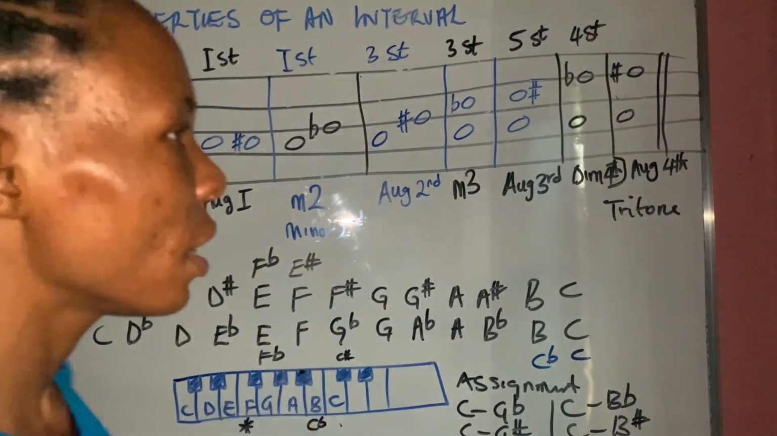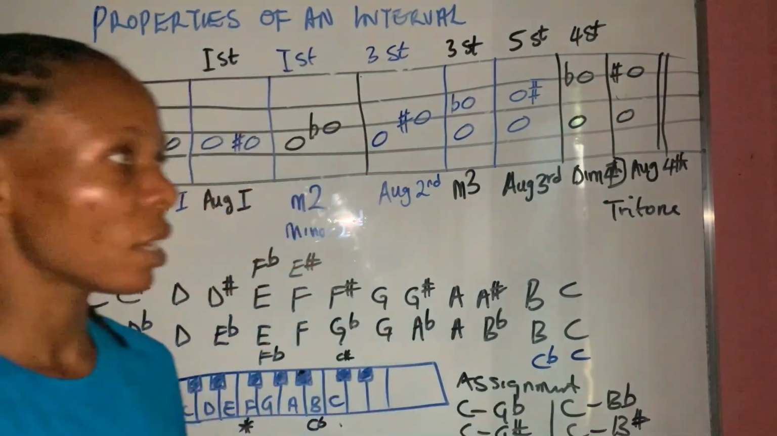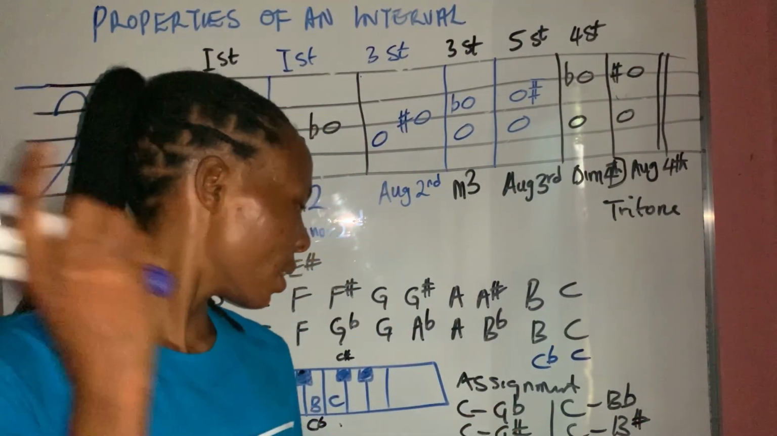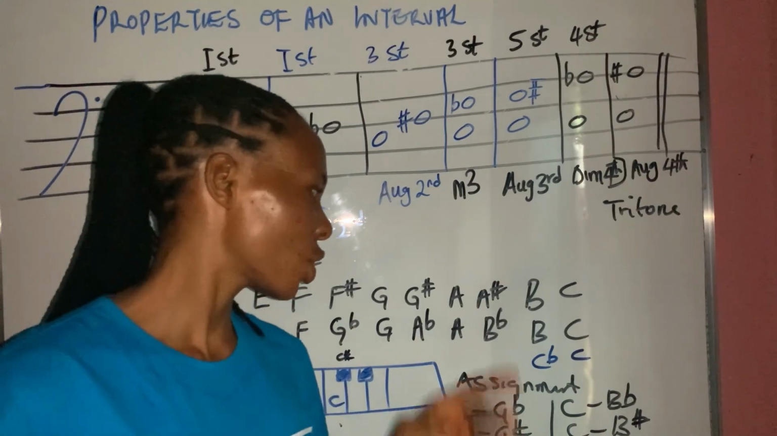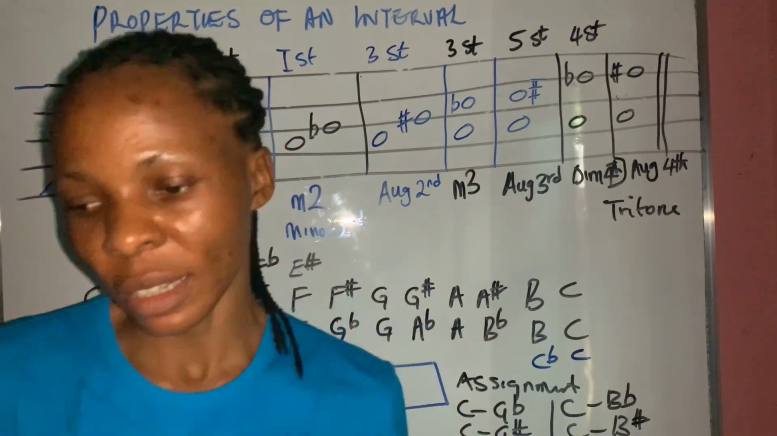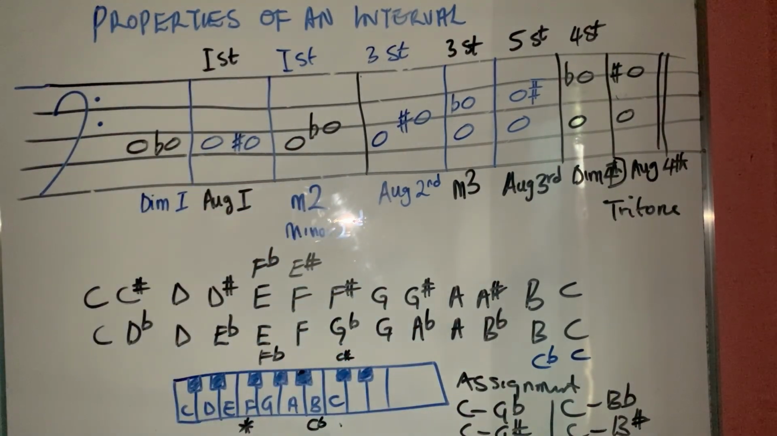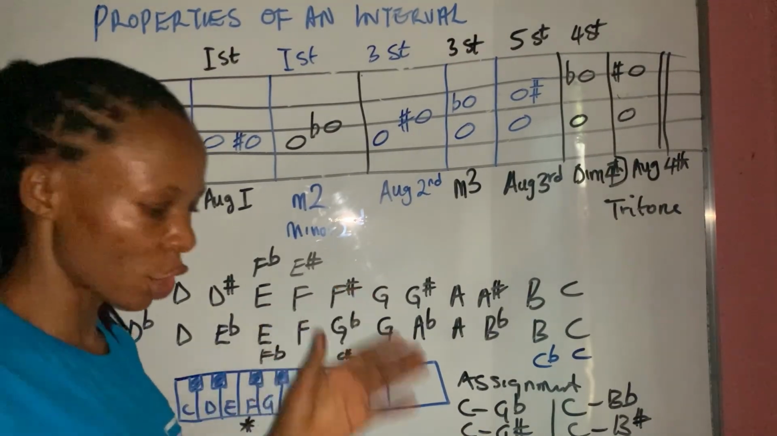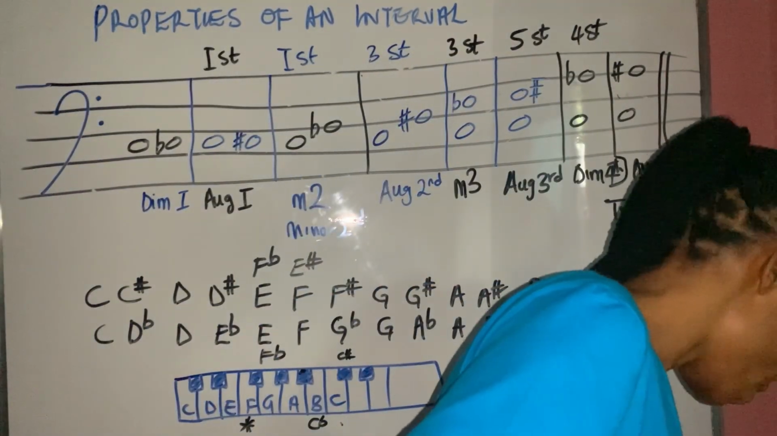Now your assignment is that you're going to work out the interval between C to G flat, C to G sharp, A flat, A sharp, B flat, B sharp, C flat, and back to perfect octave. Okay, so for now, enjoy yourself till we meet again.